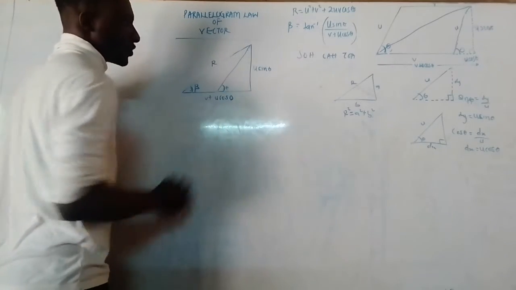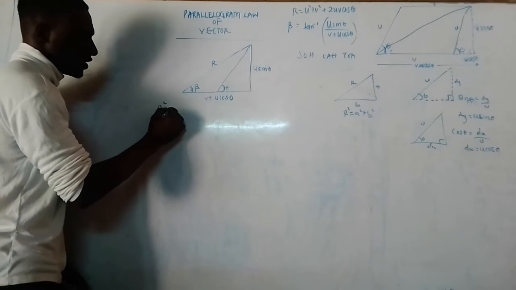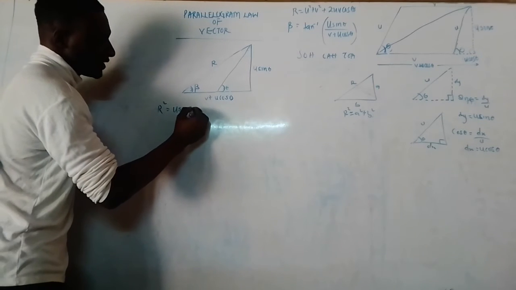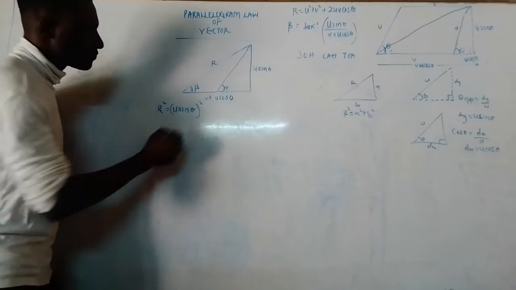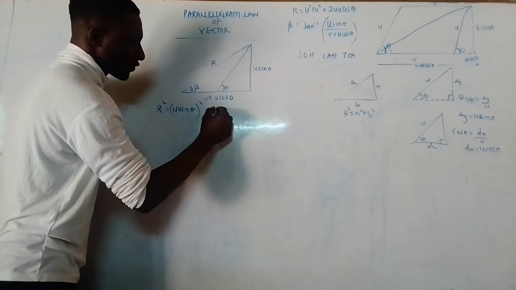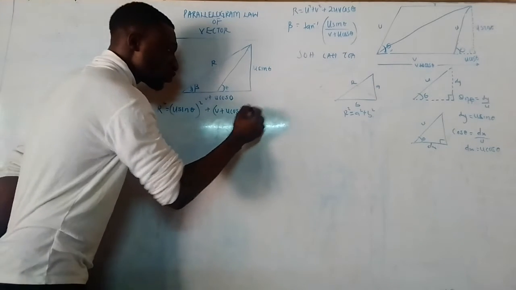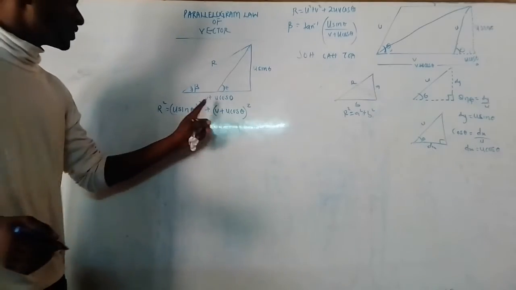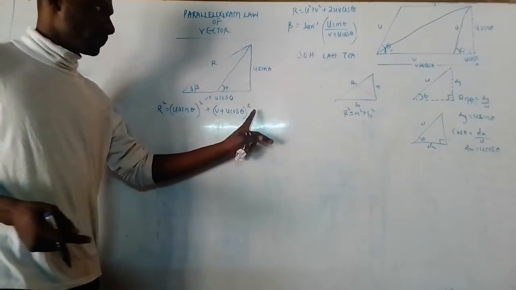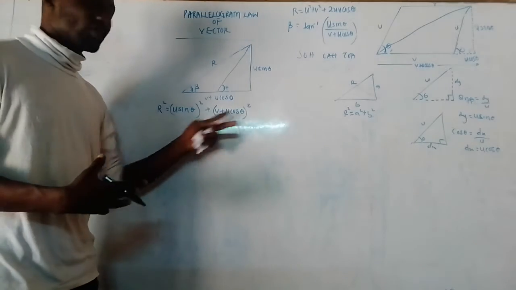Now we are calculating our result. Since we're getting our result, we apply the Pythagoras theorem again. R squared equals what? U sine theta squared, plus, let's call this one B, V plus U cos theta, all squared. Please, some of you will just square it. When you see two terms added together, you put them in brackets and square it.